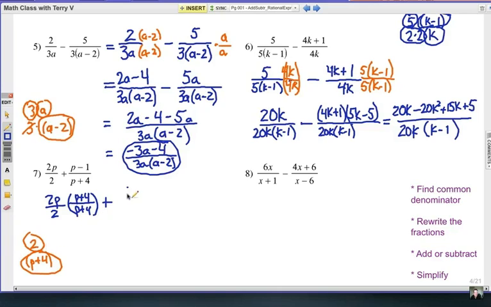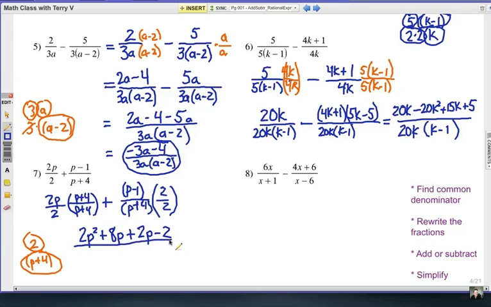And then I'm going to have p minus 1, and it's a good idea to put them in parentheses just to think of them as a group. And the denominator is p plus 4, and the missing factor there would be the 2. So I'm going to multiply top and bottom there by 2 over 2. All right, so my multiplication there is going to be 2p squared plus 8p, that's the distributive property, remember, plus 2 times p minus 1. Distribute the 2 there, and it'd be 2p minus 2, over the common denominator we chose, 2 times p plus 4.